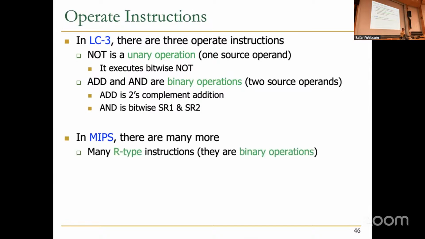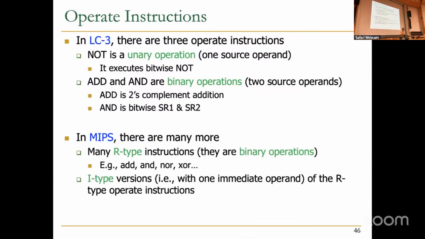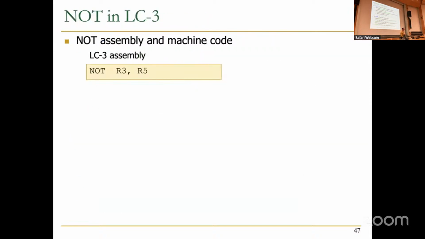In MIPS, there are many more. There are many R-type instructions that I've shown you earlier. I don't want to talk about everything, of course. There are I-type instructions, meaning there are versions of this with one immediate operand and one register operand. And there are F-type operations, which are floating point operations. And again, I'm going through this relatively quickly because we've seen examples of this, and these are not difficult concepts. But let's take a look at one example.